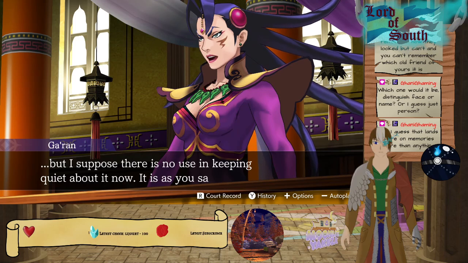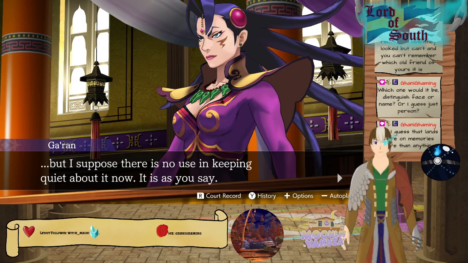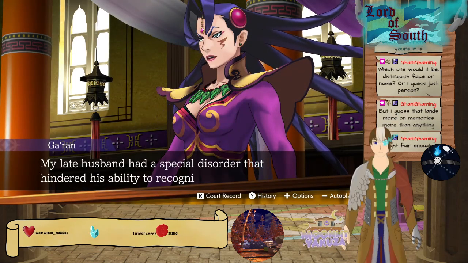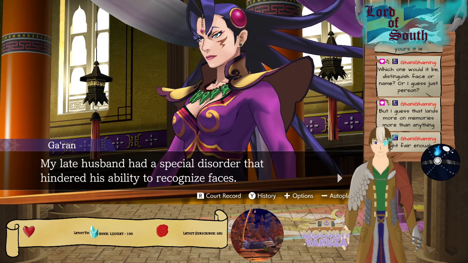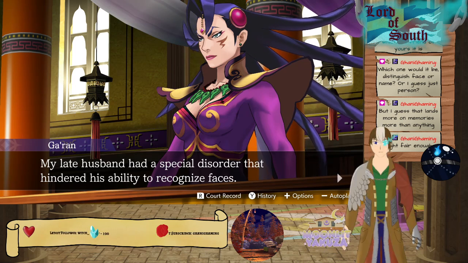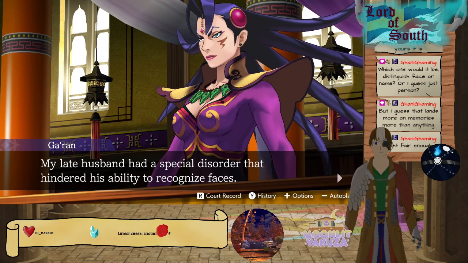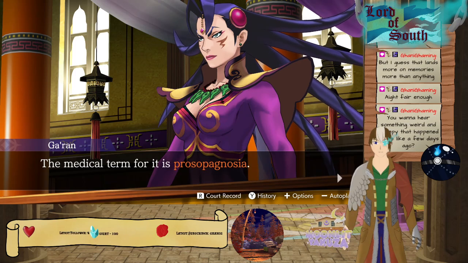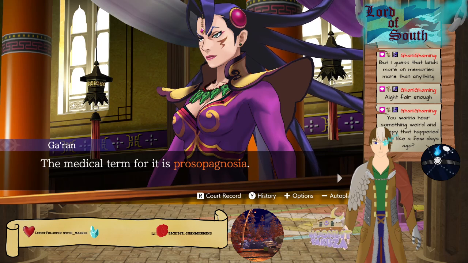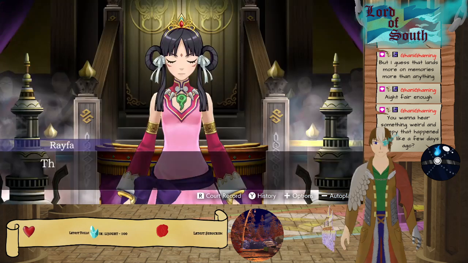But I suppose there is no use in keeping quiet about it now. It is as you say. My late husband had a special disorder that hindered his ability to recognize faces. And she thought of using that, especially now, of making sure it was the Rook there, because we don't need to see the face. The medical term for it is prosopagnosia. At least now we know it again. I know you said it already twice or thrice, Maestro, but I'm never gonna remember that name.